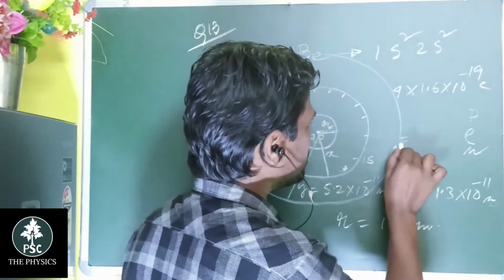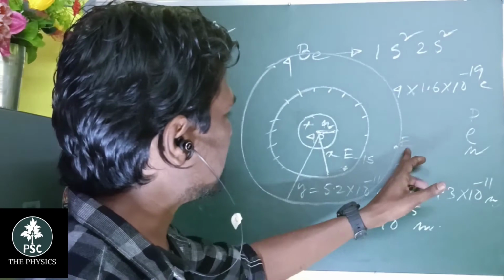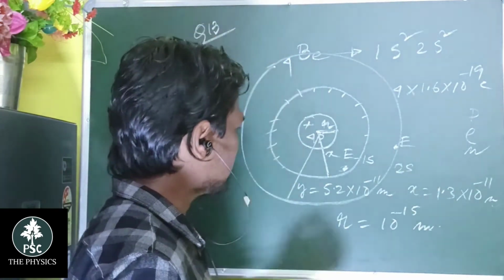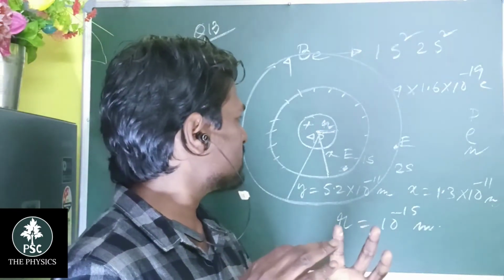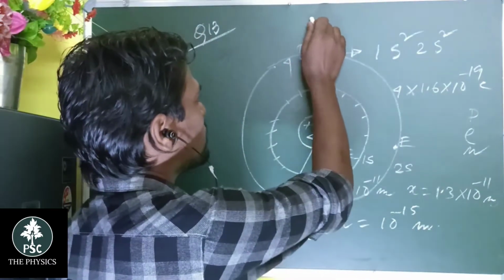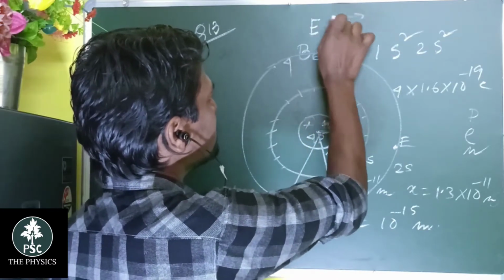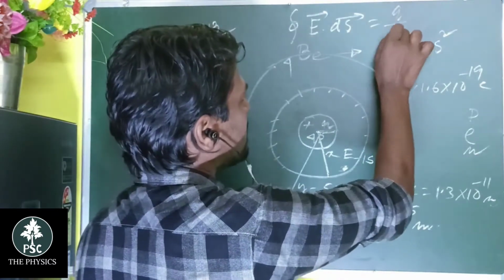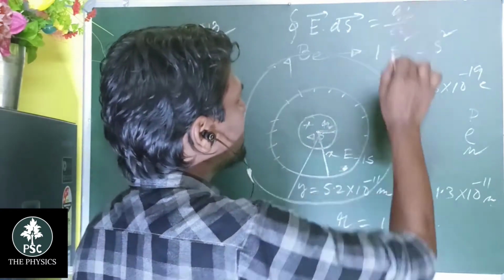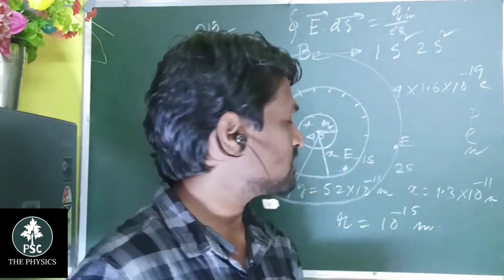So you have to calculate the electric field here and here, just inside the 1s shell and just inside the 2s shell. Okay. So first of all, students, you have to know Gauss's theorem, that is closed integration of E dot ds equal to Q by epsilon naught. Q inside means the inside charge, that is, the charge within the Gaussian surface.